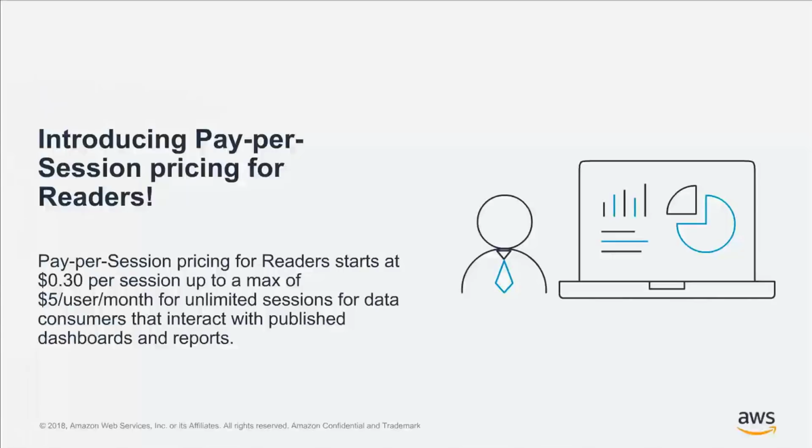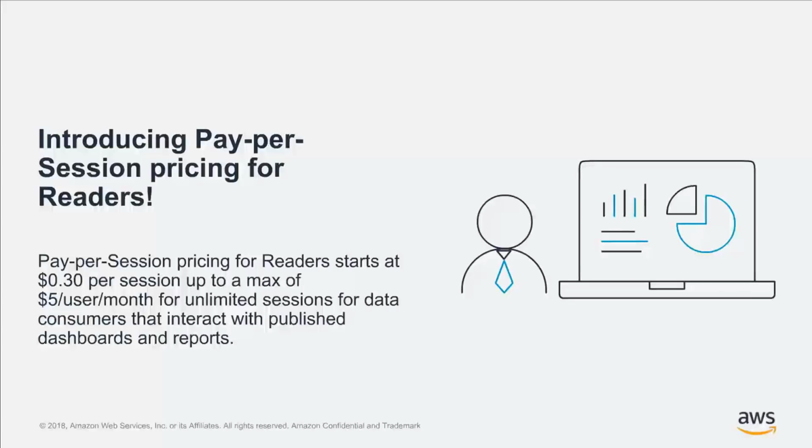Now, what we also added is a monthly cap. So what that means is after a user has clocked $5 worth of sessions during the course of a singular month, they're no longer billed, meaning they essentially have unlimited usage of QuickSight after they've paid $5. So the most you'll ever pay for a data consumer, for a person who accesses and reads and interacts with dashboards and reports, regardless of how active they are, is $5 a month.